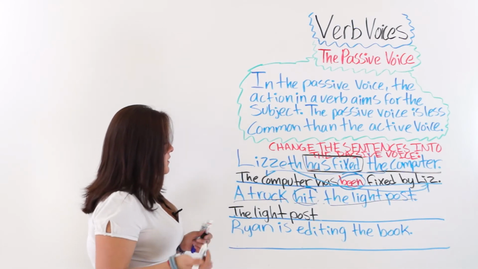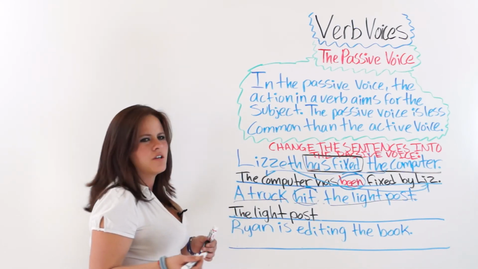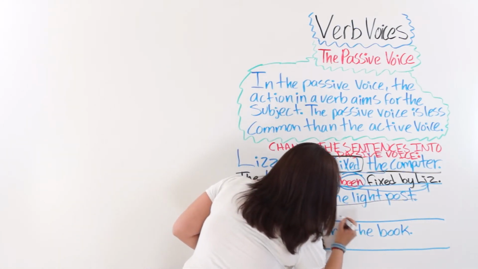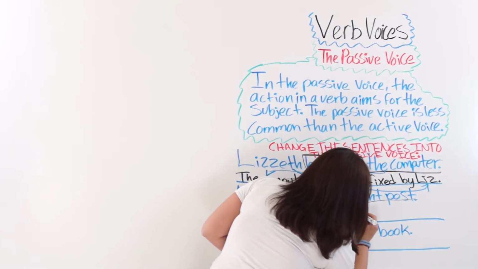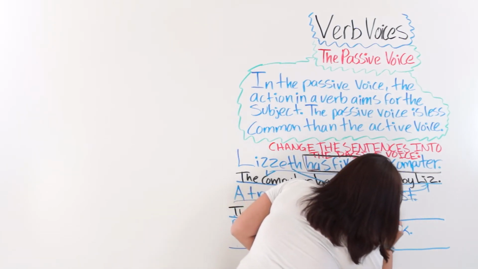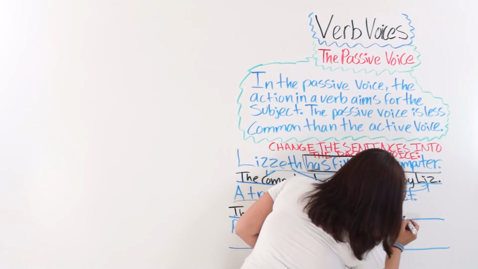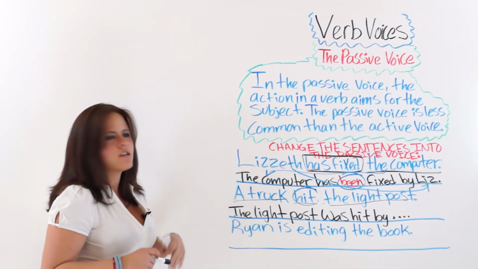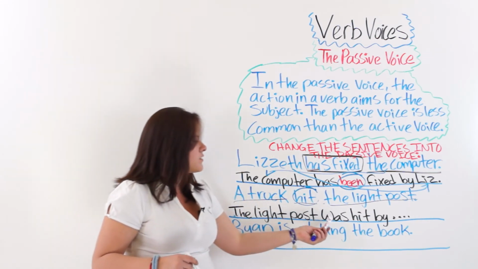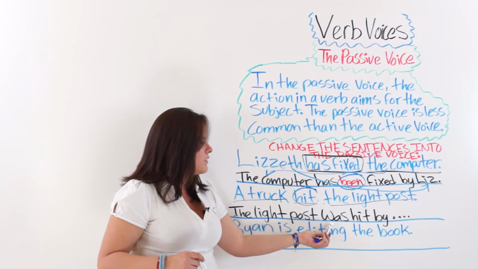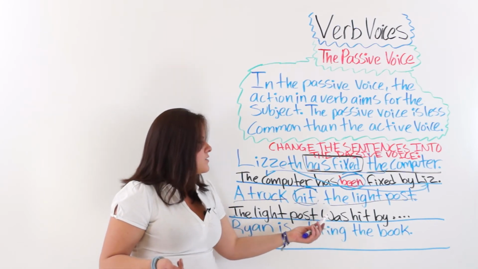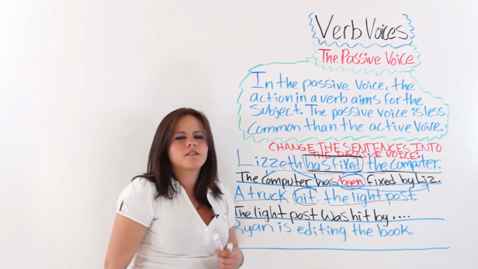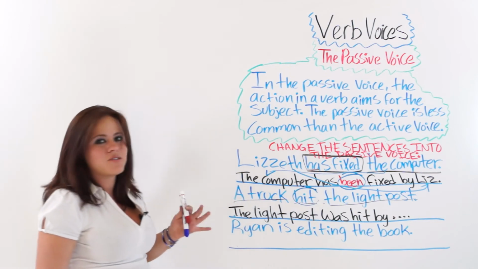So the light post. The light post what? Hit a truck? No, we know it's past. So we are going to need was. Hit by, etc. Okay? A light post was hit by a truck. All right? Why was? Because we need this auxiliary, or was as an auxiliary, so that you can see that it is the past tense. Was hit by the post. I mean by the truck.